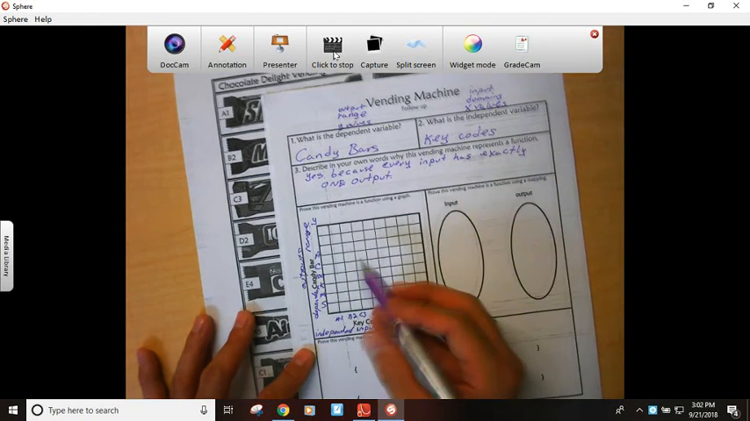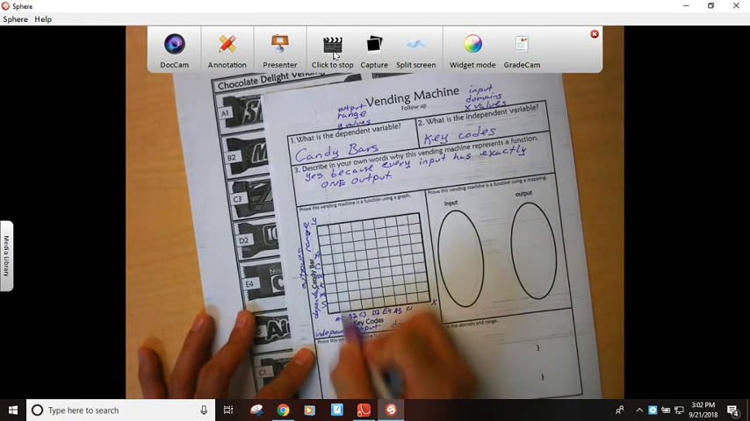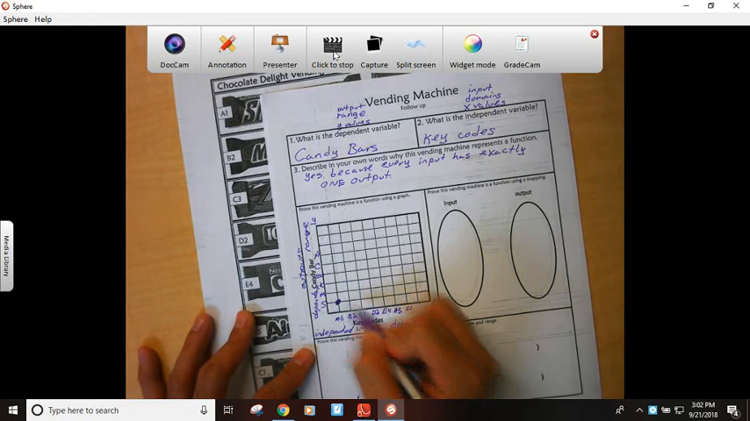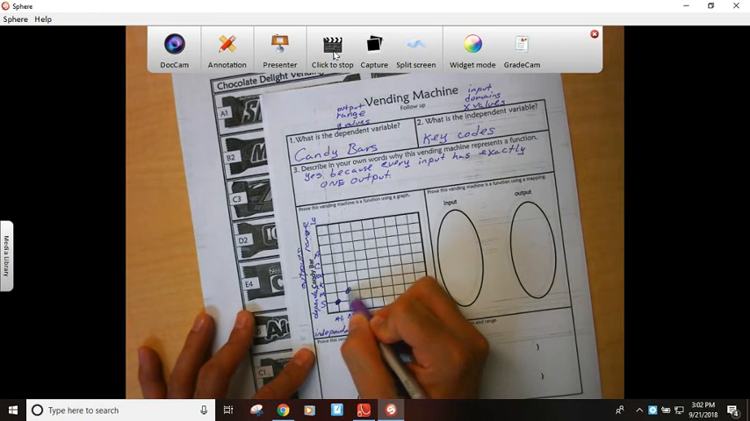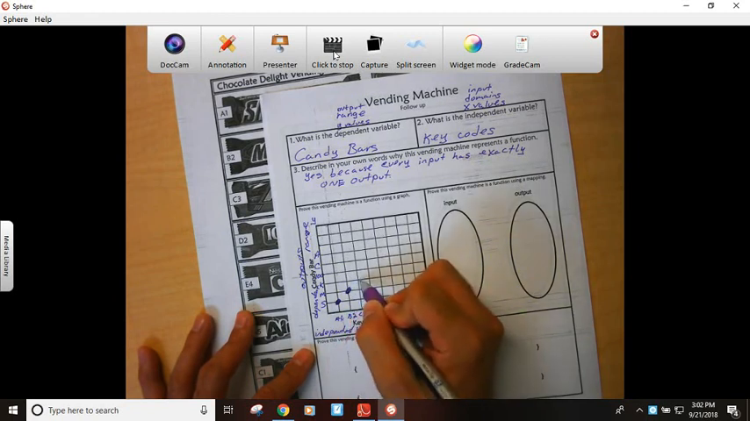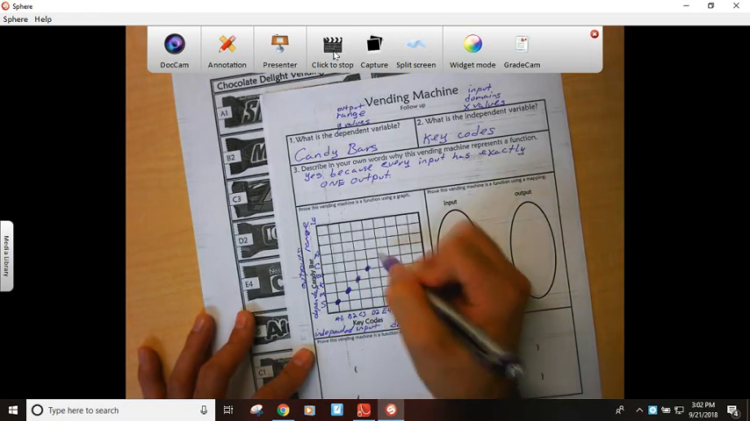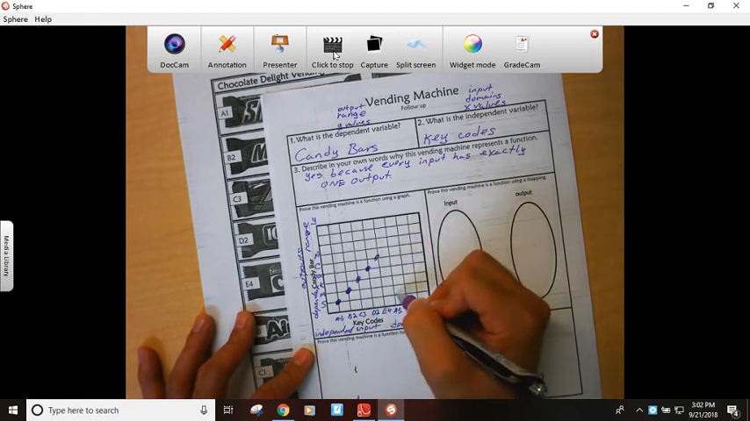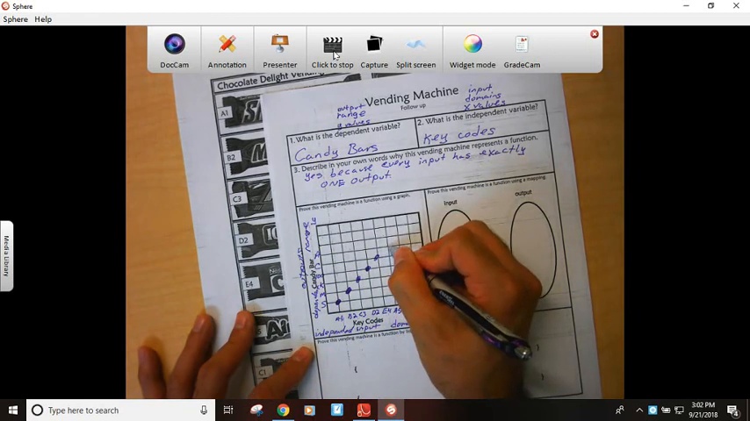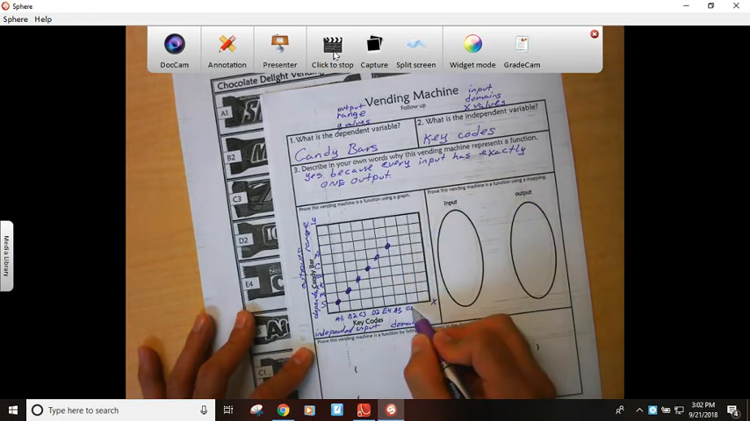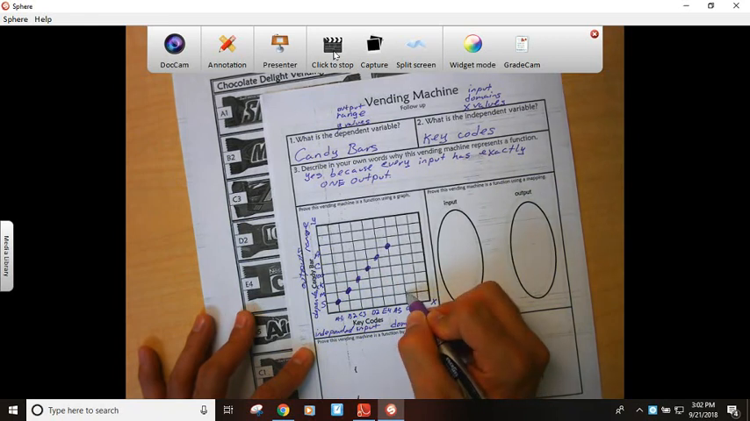So when we look at this, if I hit A1, I get my Snickers. B2, I get my Milky Way. C3, Kit Kat. D2, 100 Grand. E4 is my Crunch. A5 is my Almond Joy. But when I hit C1, I still get a Snickers.